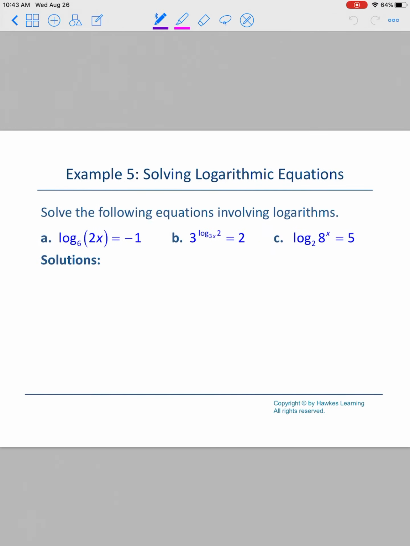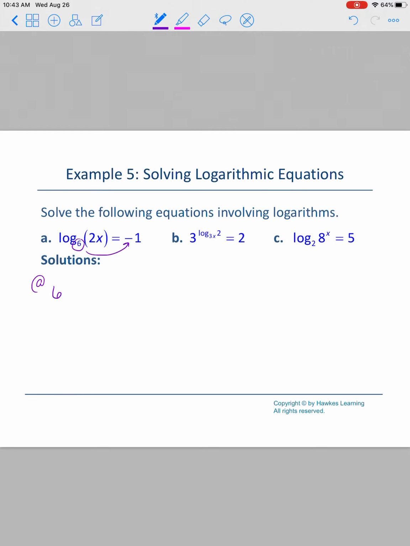Okay, moving on along. Solve the following equations involving logarithms. Okay, so we're going to keep on going here. So the first thing I'm going to do, to solve this log, since it has x and stuff in it, I'm going to have to get an equation to solve for x. So I'm going to write this as an exponential.